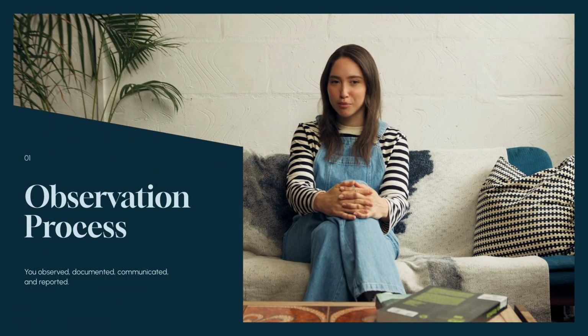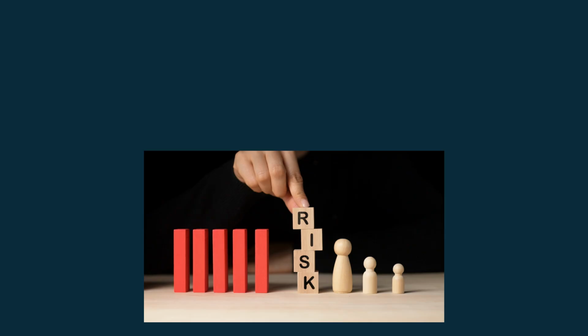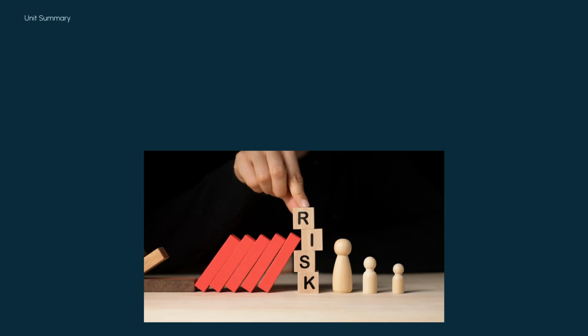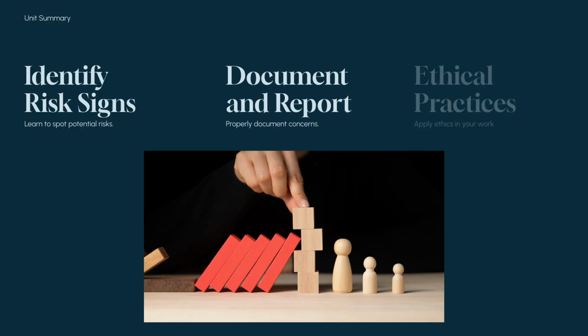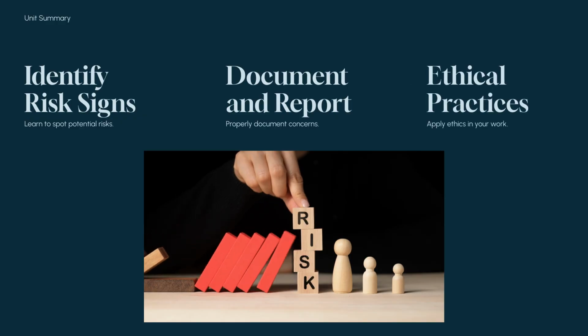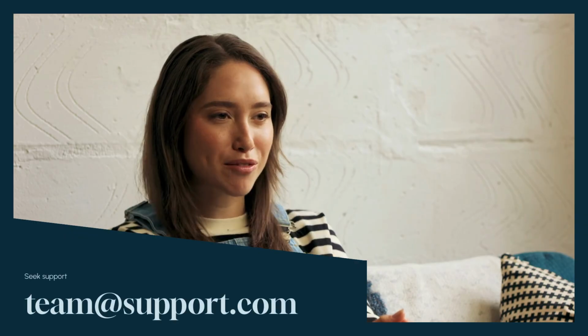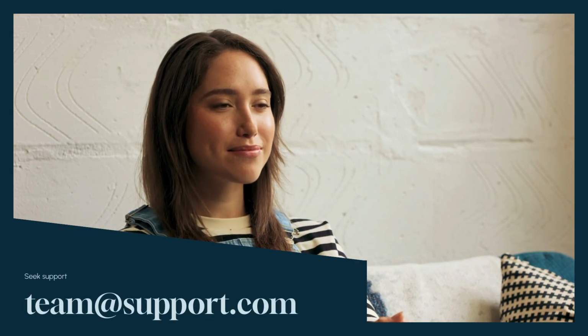This is an example of appropriate professional practice. You observed, documented, communicated, and reported. In summary, this unit teaches you how to identify signs of risk, document and report concerns, and apply ethical practices in your work. Remember, you are not alone. Always seek support from your supervisor or team when needed.